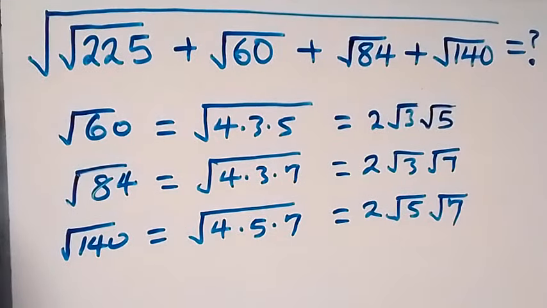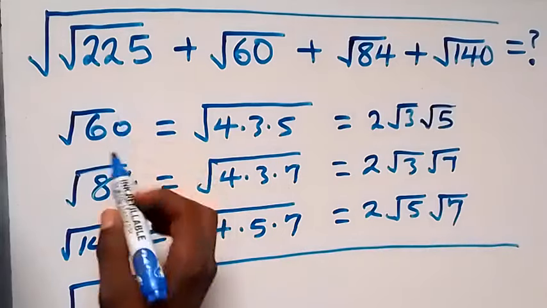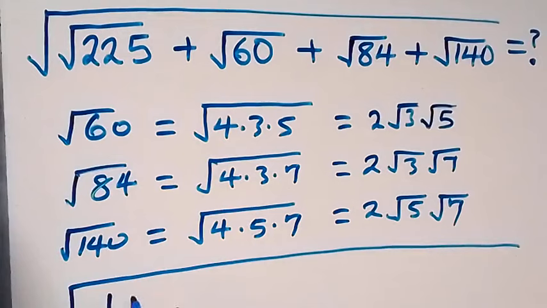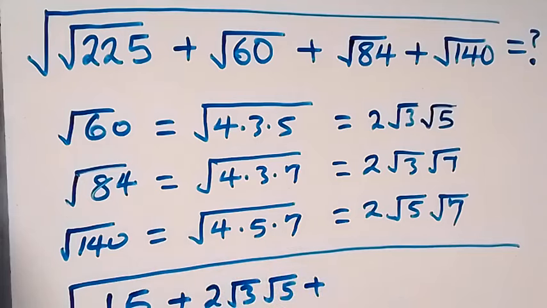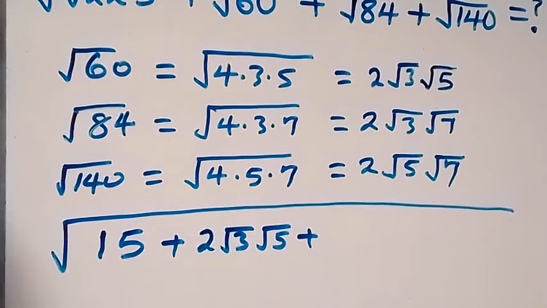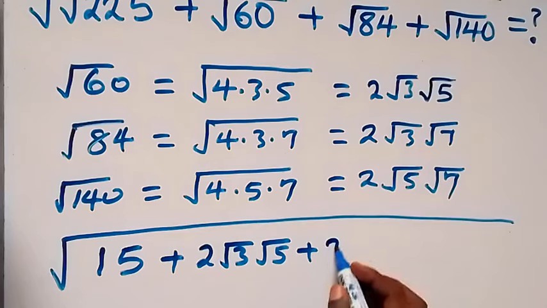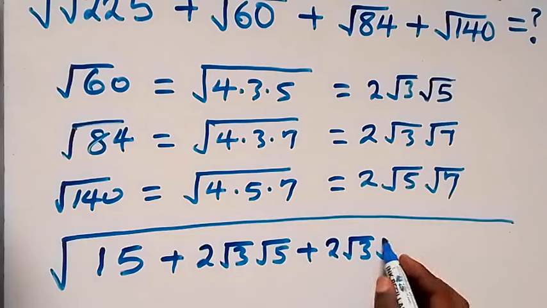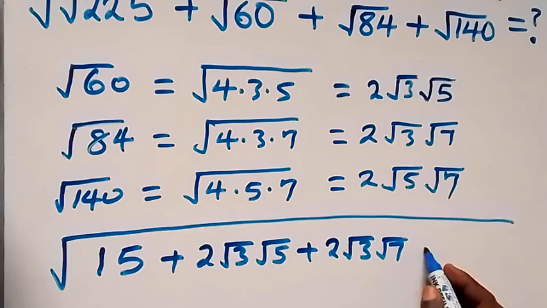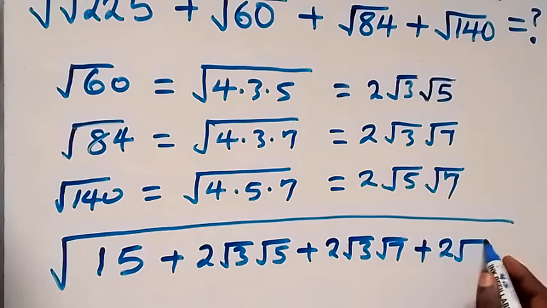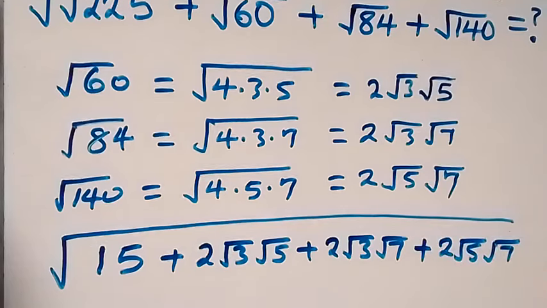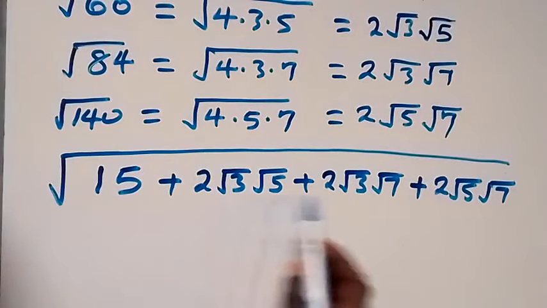So in the next step, we can write the given expression again, and this will become square root of 2, square root of 225 inside here is 15, then plus square root of 60. We can write it as 2 root 3 times root 5, then plus root 84. Now we can write that simply as 2 root 3 times root 7, and also plus root 140. We can write that as 2 root 5 times root 7.